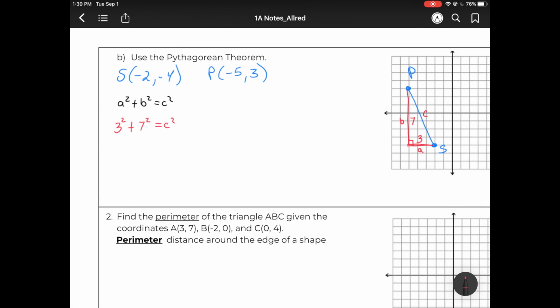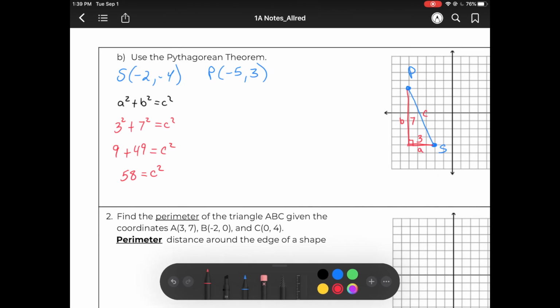And you'll recognize from our previous problem with distance that we had a 3 squared and a 7 squared. Even though it was a negative 3, when I squared it, it still turned into positive 9, just like positive 3 squared turns into positive 9. 7 squared is 49. And so to combine those, we get 58 is C squared.